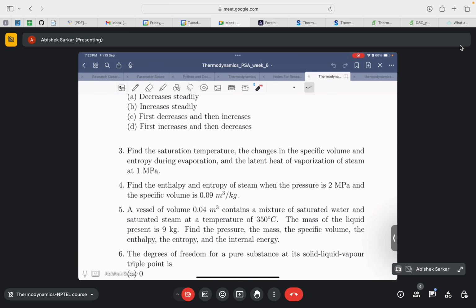You can write your answers in the chat. Let me just give the keywords: changes in specific volume, so I need to find Vfg. You can leave the entropy for now, and hfg.